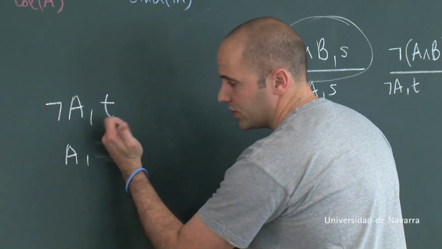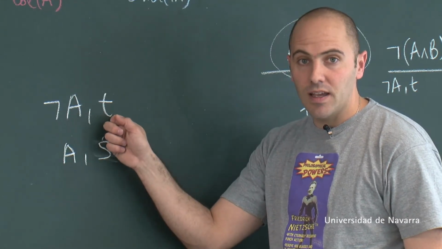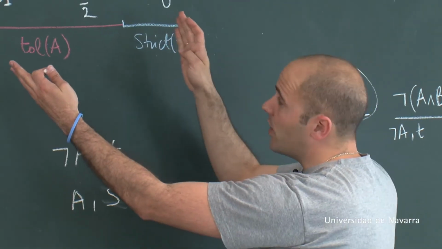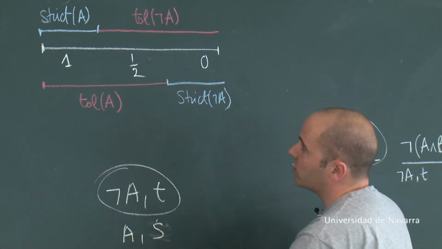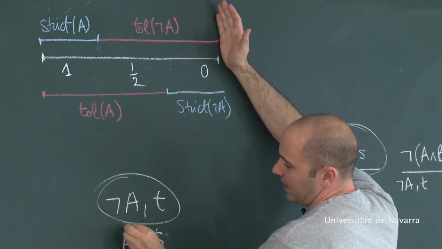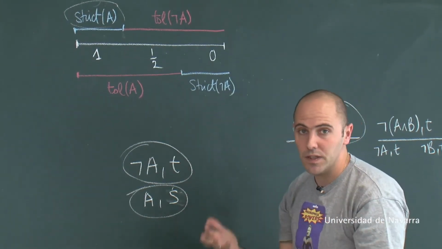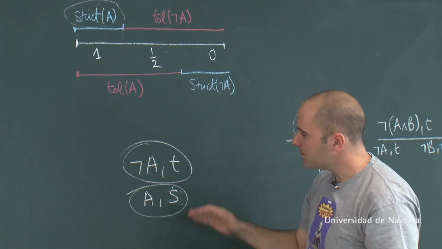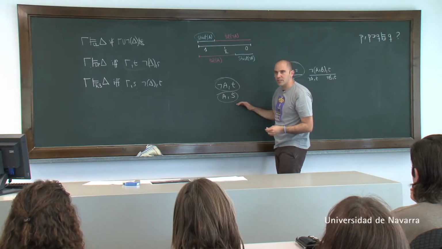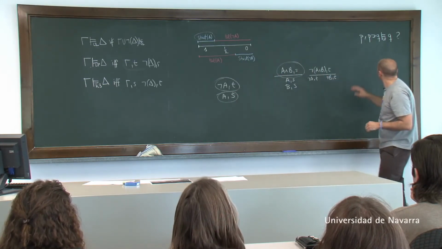Now, if we have something like this, that A is strict and not A is tolerated, then that's enough to close a branch, right? Just reflect on the graphic. If we've got that not A is tolerated, then not A should be here, but that A is strict means that A is here. So these two conditions cannot be fulfilled at the same time. So a branch will close when we've got either strict and strict, or strict and tolerant, but not if we have tolerant and tolerant, right? Let's see an example.